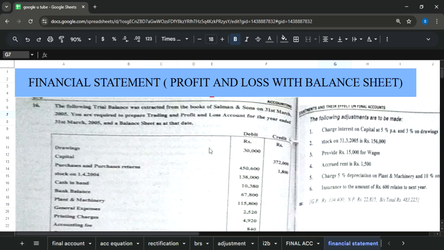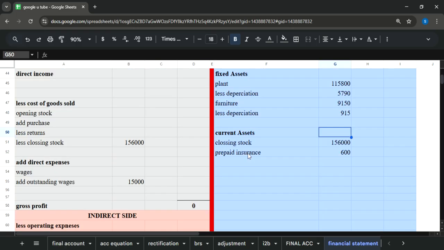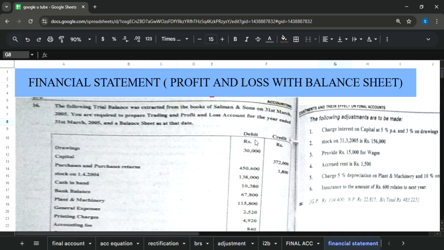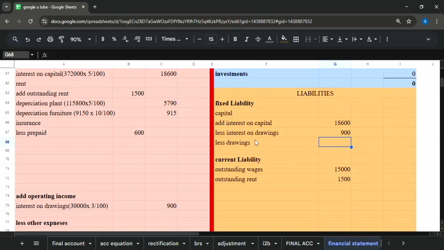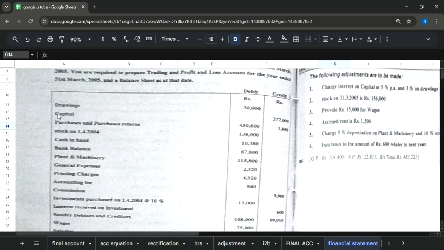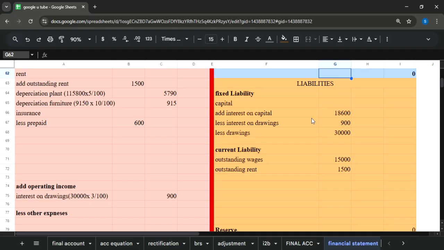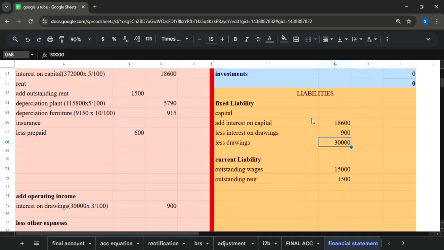So first is drawings 30,000. We will go to liability side and here you will mention drawings. Amount of drawings we have 30,000. So you will write 30,000 over here. Alright guys, next is capital 372. I think we have written 372,000. No, we have not mentioned. So let's write down 372,000. So capital is also written.